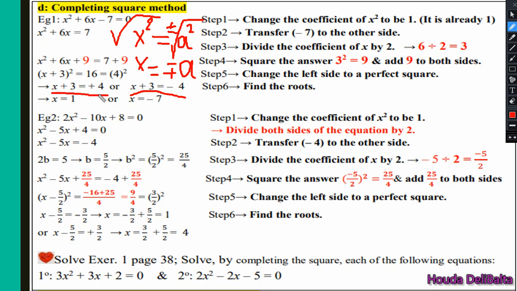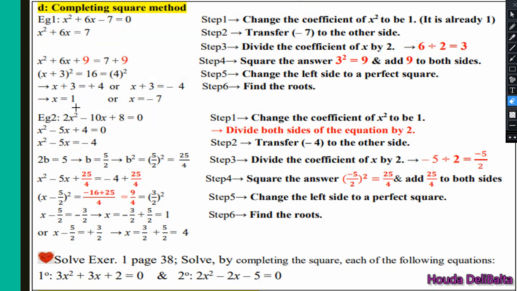X plus 3 equals plus 4, taking 3 to the other side, we will get 1, and x plus 3 equals minus 4, taking 3 to the other side will give us minus 4 minus 3, which is minus 7. And thus the answers, or the roots, for this equation are 1 and minus 7.